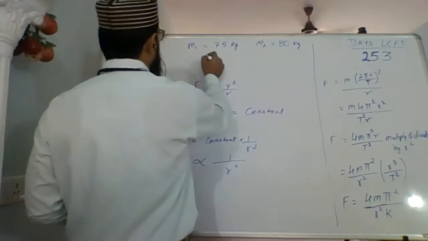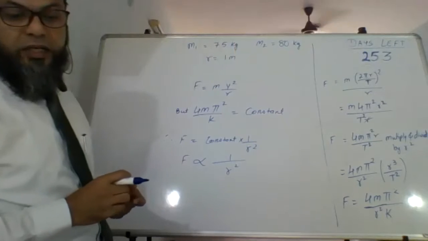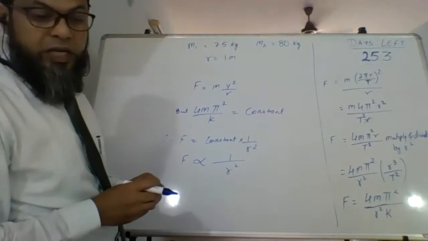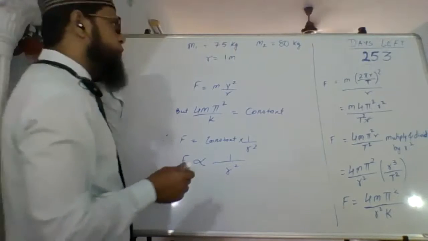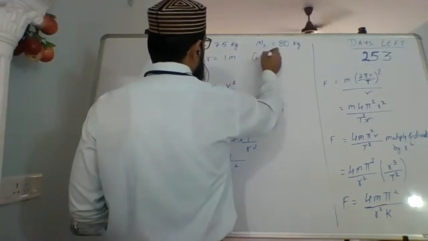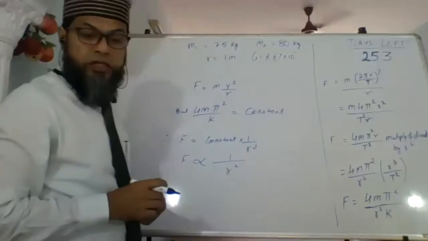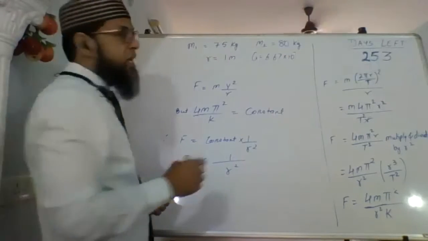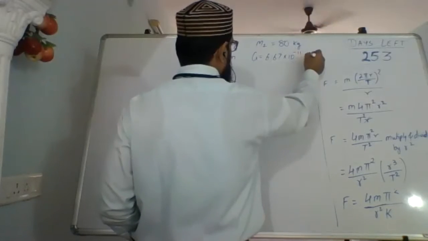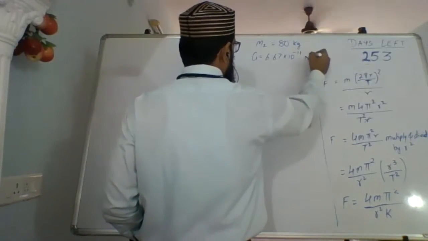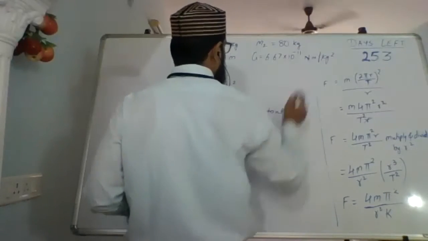Radius is given, r equals to 1 meter. They are sitting at a distance of 1 meter from each other, so that is the information given. Also, we know G is 6.67 into 10 raised to minus 11 Newton meter square per kg square. That is the value of G.